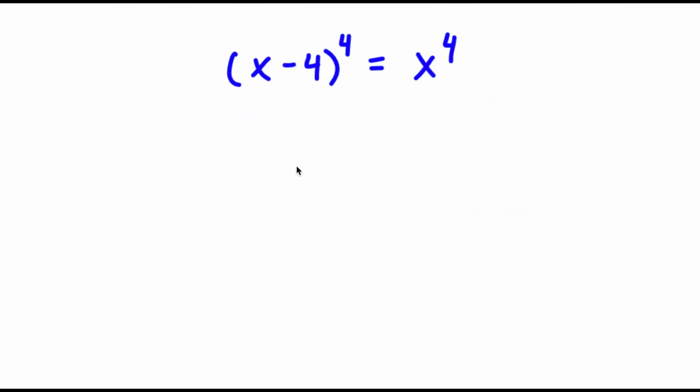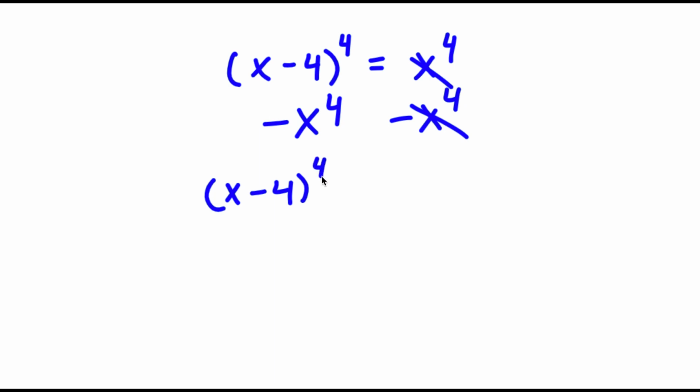Alright, so in this problem, I have (x-4) to the power of 4 is equal to x to the power of 4. So to solve this, I'm going to first start by subtracting x to the power of 4 on both sides. So then these two cancel out, and now I have (x-4) to the power of 4 minus x to the power of 4 is equal to 0.